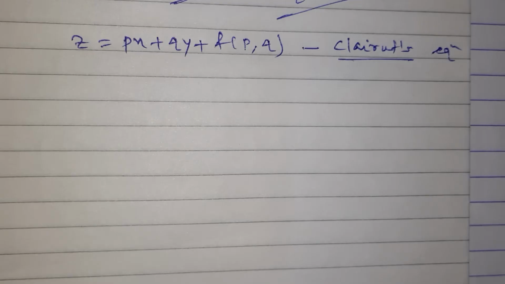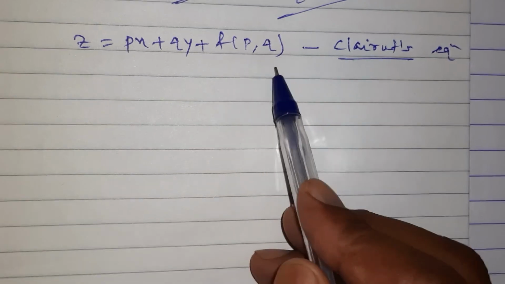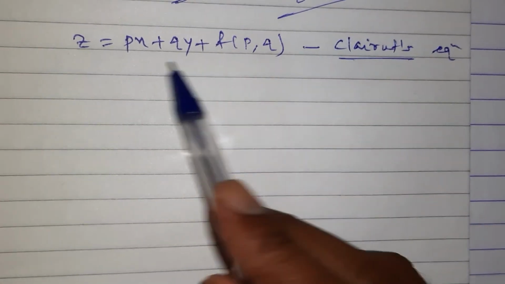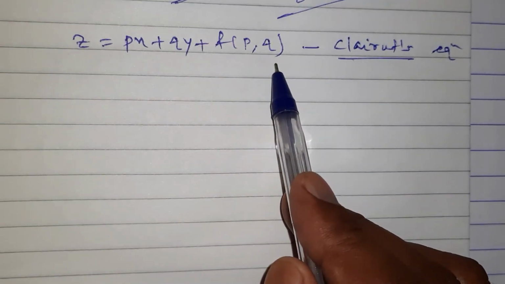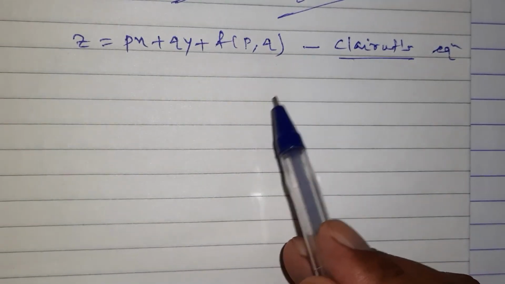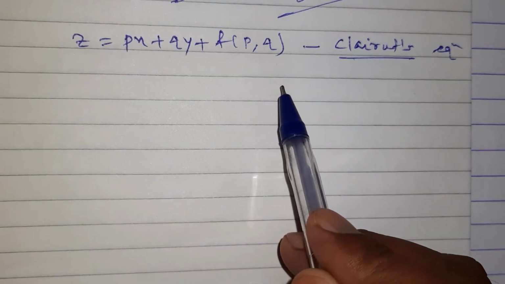The fourth case is all are present, but I can separate z and other terms are separate, and that other terms are like this: z is equal to px plus qy plus f of pq. Sorry, not equal to 0, z is equal to px plus qy plus f of pq, and this equation is called Clairaut's equation.